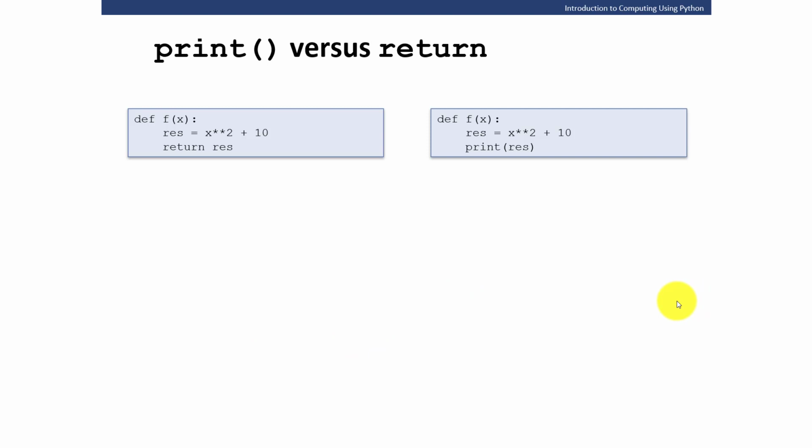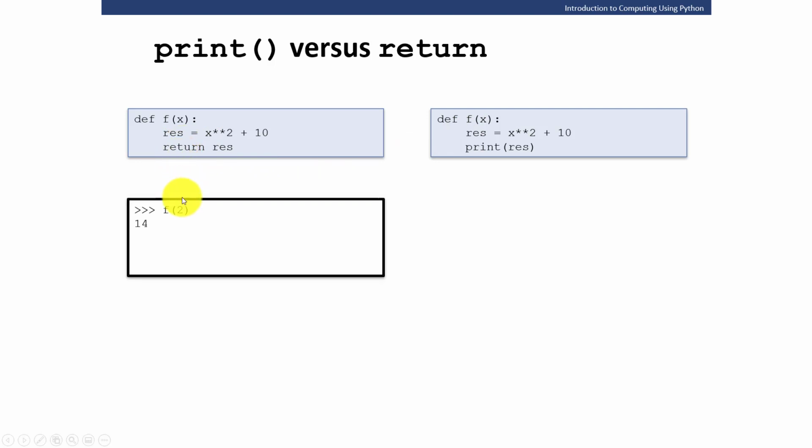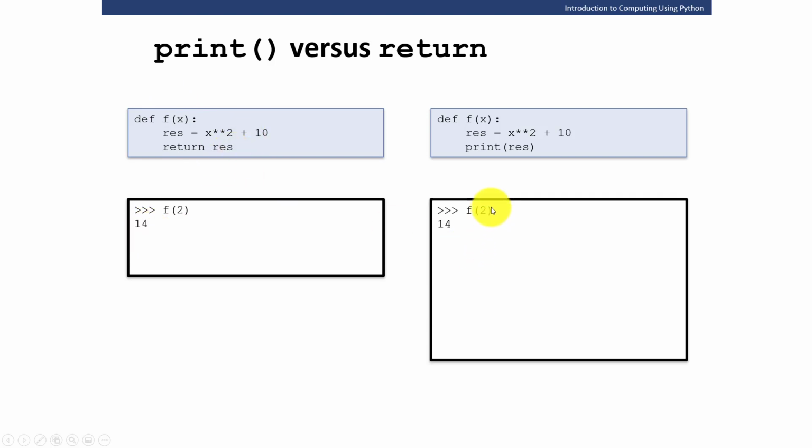What is the difference between return and print? If you remember, I told you that when you do print, it will show the string representation of the values computed. It will not return anything. However, here, it will return an output. So let's take a look. f of 2 here is going to give you 14. And if you invoke it, it's going to print 14.